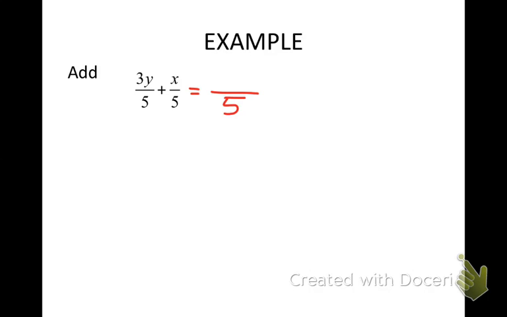Now I'm going to add the numerators. 3y plus x. Are there any like terms in those numerators? Nope. So then I'm just going to rewrite it as 3y plus x. That's it. If there were like terms, then I would combine them together to simplify it. I can't factor this any further, so I'm done. Can't simplify anything out.